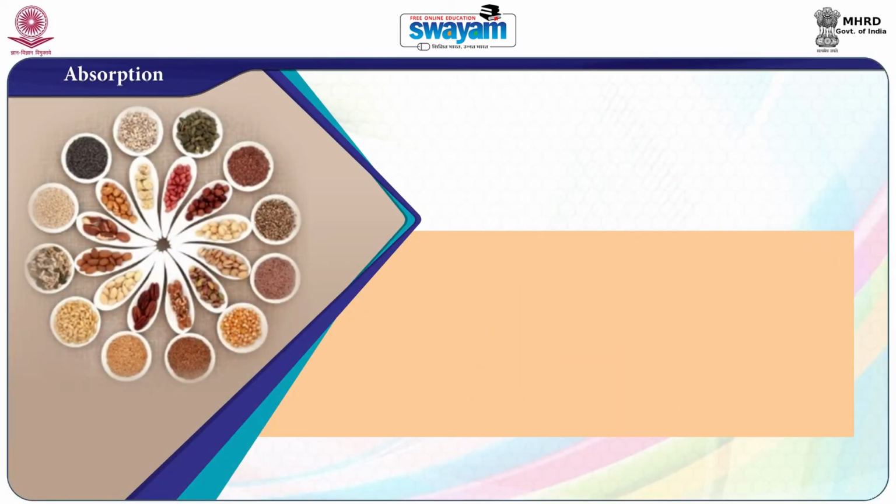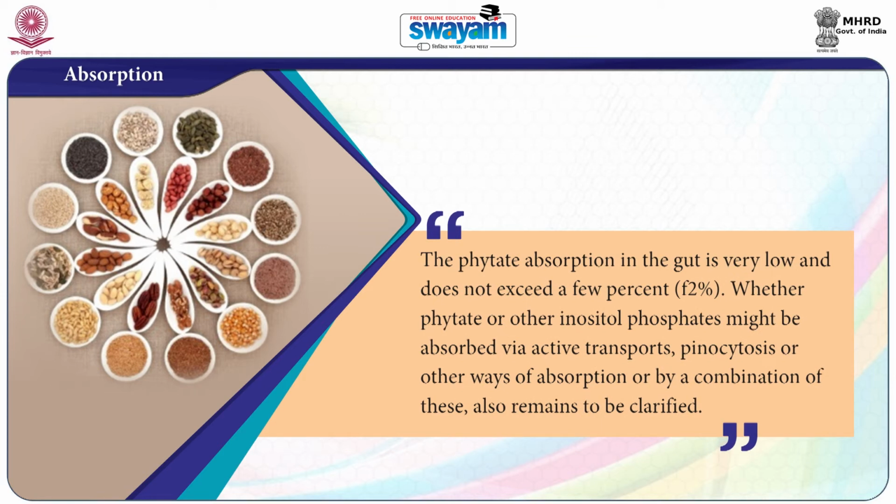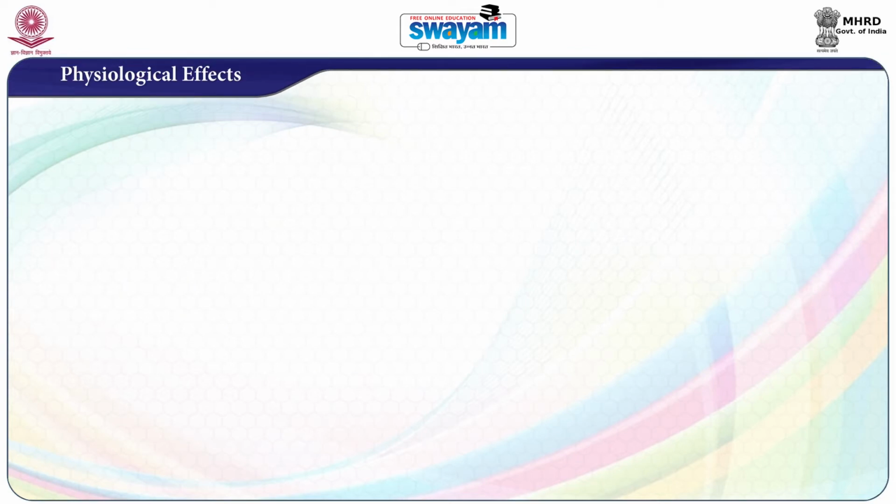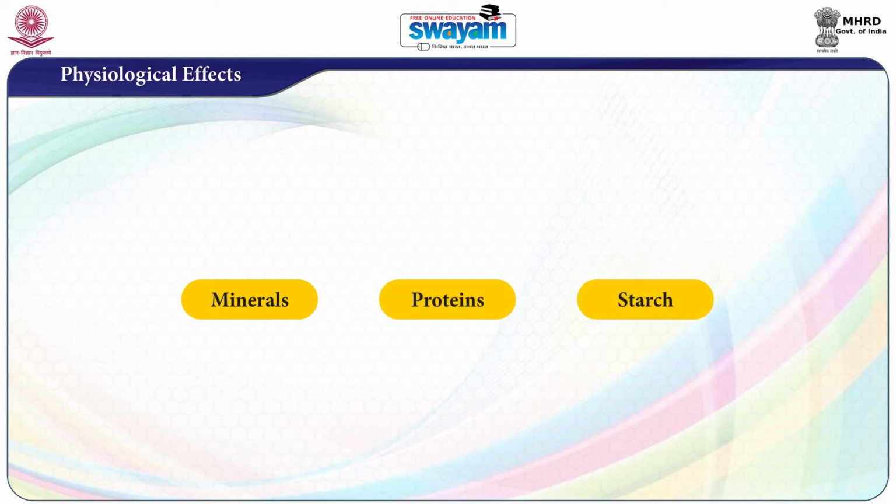Now, let us see the absorption. The phytate absorption in the gut is very low and does not exceed a few percent. Whether phytate or other inositol phosphates might be absorbed via active transport, phagocytosis or other ways of absorption, or by a combination of these also remains to be clarified. Next, we will go through the physiological effects. Research has traditionally focused on its structure that gives its ability to bind minerals, proteins and starch and thus lowers absorption of these elements.